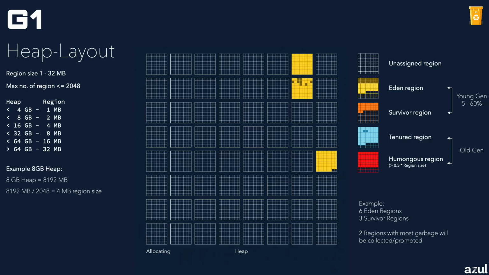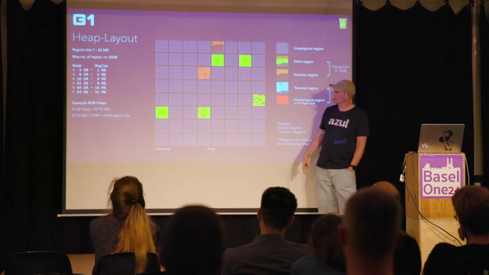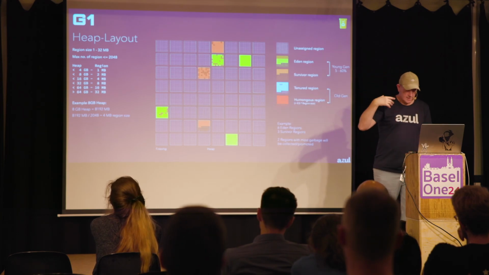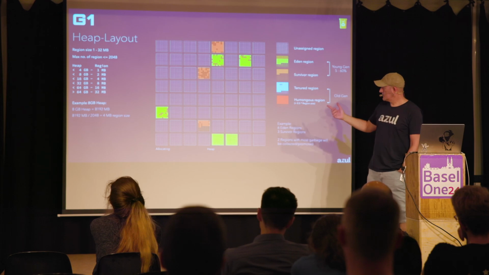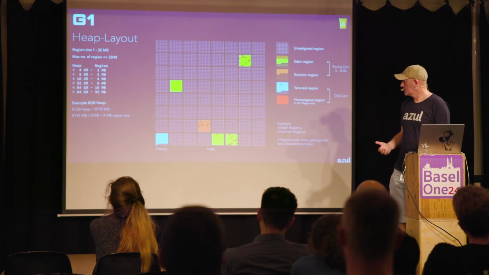Regions can change. So this doesn't have to be an Eden region all the time, right? Or you see stuff will die. 6 ones full. Copy those to the survivor spaces. Now we continue until the survivor spaces fill up. And I think I have defined 3 survivor regions. So that means if 3 fill up, I will promote them to the tenured regions.